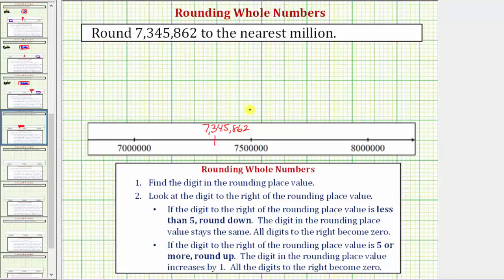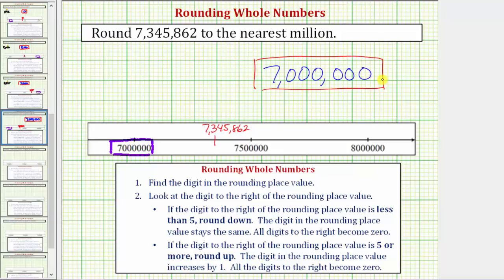To round this number to the nearest million, we need to determine whether this number is closer to 7 million or closer to 8 million. And notice how because the given number is closer to 7 million, the given number rounds down to 7 million when rounding to the millions place value. The method of rounding using the number line always works, but there is one special case. If the given number happens to be right in the middle between the two possible rounding values, the rule is we always round up. Now let's round the given number to the nearest million using the formal rules for rounding.